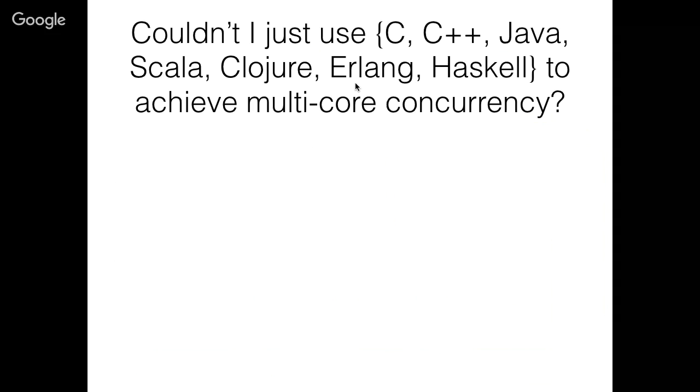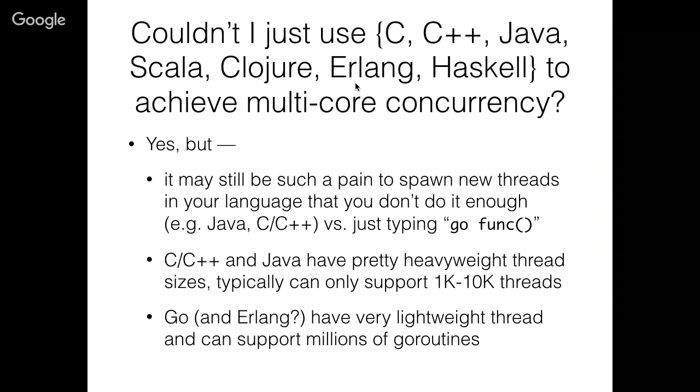And maybe you're saying, okay, well, great, Chris, I agree, scripting languages are bad, but I write in one of these better languages. Couldn't I just use that to achieve my multi-core concurrency? And I'll say, well, sure you could, but it would kind of be a pain to spawn new threads. I would still think go-space and the function name is the quickest and easiest way to get concurrency in any language, hands down.